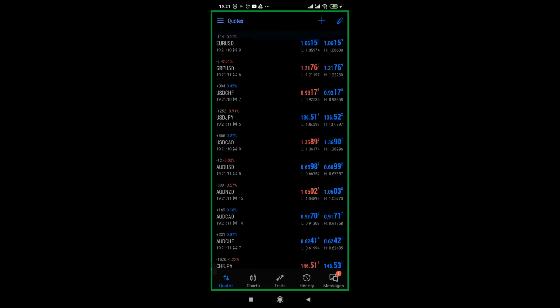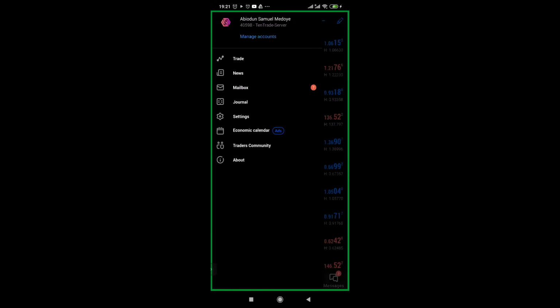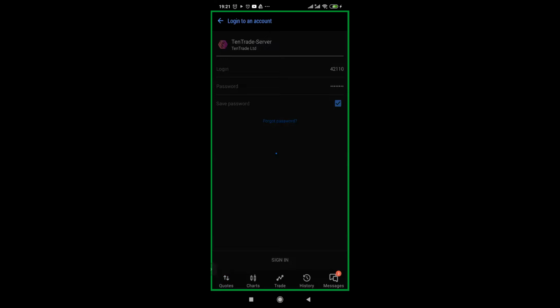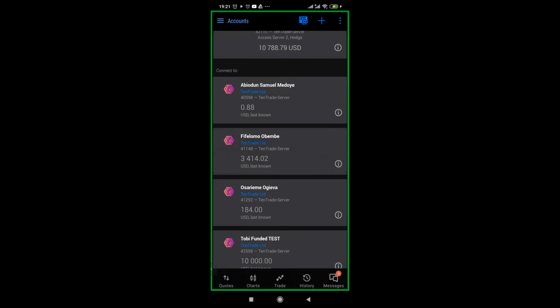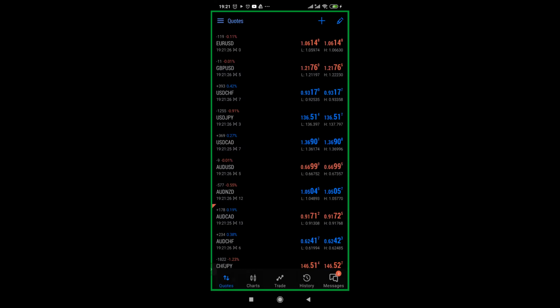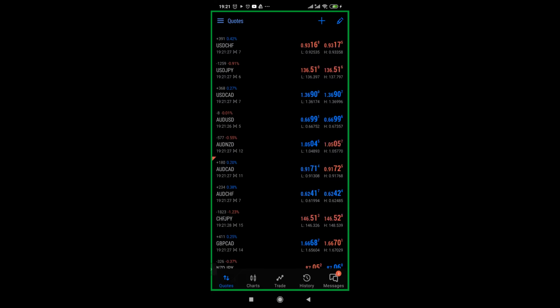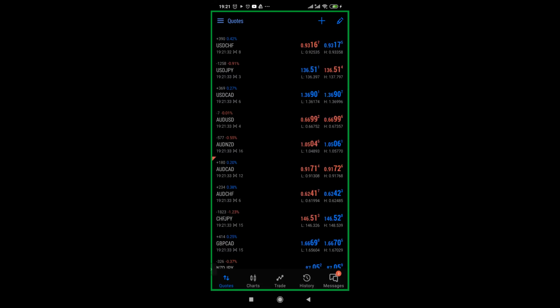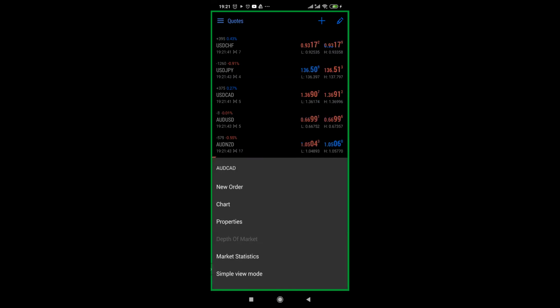So that's how you can populate this easily. Now let me go to my account. I'll just show you something real quick. Let's open a trade on AUD card. You're going to tap on the screen, tap on the currency pair. You are on your mobile phone right now, so you tap on the currency pair, and then you click on new order.